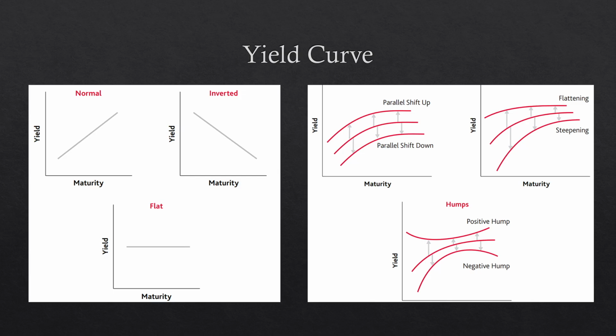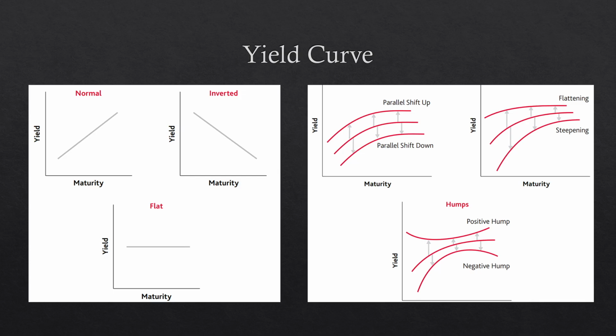Now, there can be different shifts in the yield curve. There could be a parallel shift up or down. That's just when the yield curve shifts up or down in level, depending on the maturity. Flattening the yield curve is when that normal yield curve starts to become more flat, so the longer term rates aren't as different from the shorter term rates, but they still are a little bit higher. Steepening the yield curve is the inverse of that. So the longer term rates are much higher than the shorter term rates.